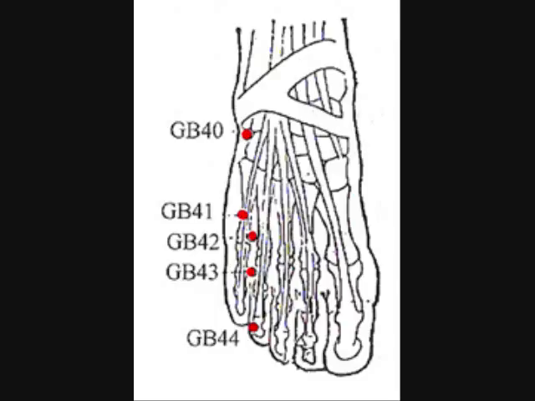GB43, on the dorsum of the foot, between the 4th and 5th toe, proximal to the margin of the web. GB44, on the lateral side of the 4th toe, about 0.1 tsun posterior to the corner of the nail.